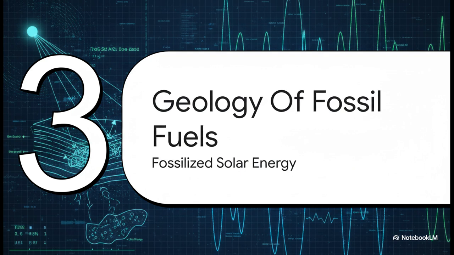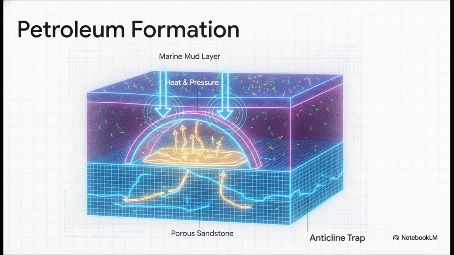Think of these as fossilized solar batteries. Because, you see, petroleum doesn't just magically appear out of nowhere. It actually comes from organic-rich, shallow marine environments. Millions of years ago, ancient microorganisms and plankton piled up in fine muds. And the crazy thing is, they had captured the sun's energy through photosynthesis back then.